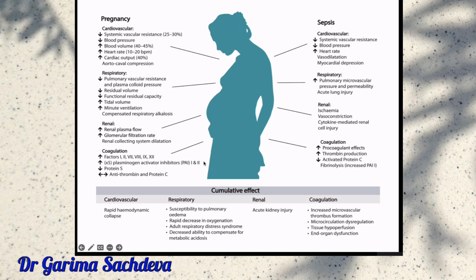Similarly, renal blood flow, renal plasma flow, GFR increases. And in sepsis also there is vasoconstriction and ischemia. So there are some renal changes. Pregnancy is also a hypercoagulable state, and in sepsis also, because the DIC sets in, there is hypercoagulability. So symptoms almost mimic. In both pregnancy and sepsis, it is very difficult to differentiate when the patient is actually affected.